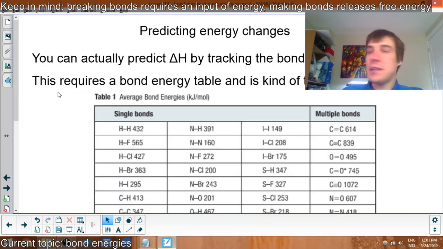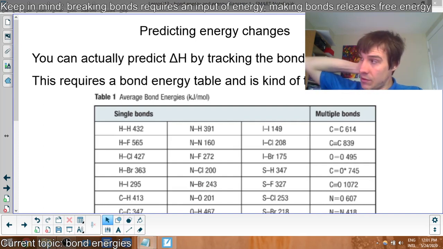And here's a bond energy table. So we're going to get into a bond energy practice problem. Okay, let's do a bond energy practice problem.